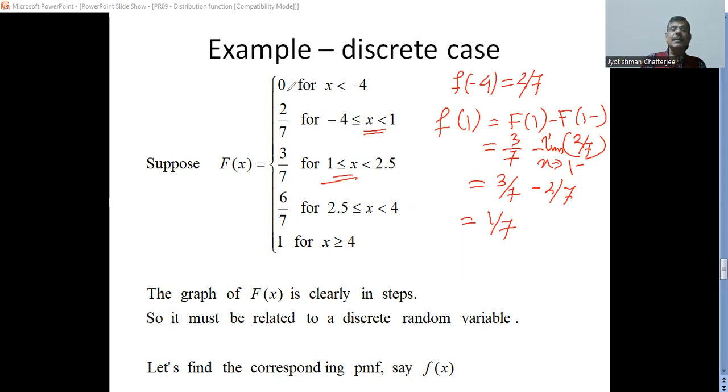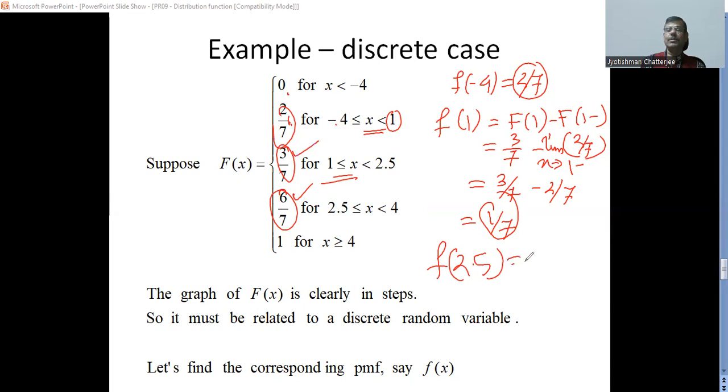What you can do is just see the jump amounts. Here the jump is this minus this, so 2 by 7. That's what we got here. And at the point 1, how much is the jump? This minus this, so we got 1 by 7. And how much should it be at the next point? The next point is 2.5. The jump should be this thing minus this thing, so it should be 6 by 7 minus 3 by 7, that is equal to 3 by 7.